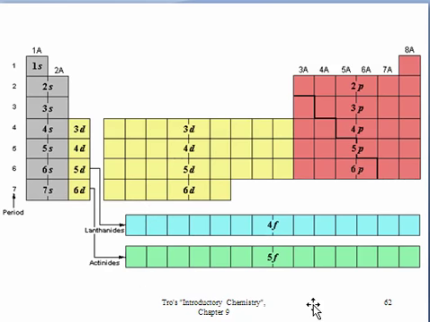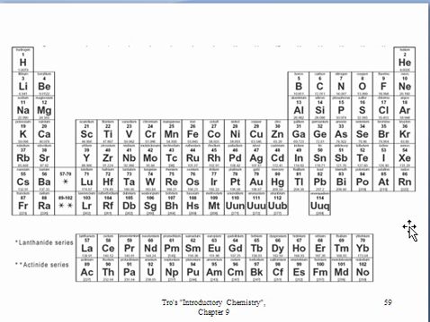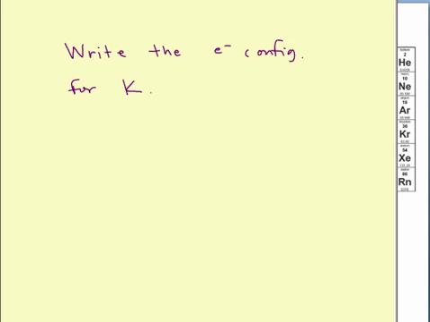So how can we use the periodic table to help us do an electron configuration? Well, we start at the very top and go from left to right until we end up with as many electrons as we need for the electron configuration. So let's look at an example. Write the electron configuration for potassium. All right, let's find potassium. Here it is right here, 19 electrons.